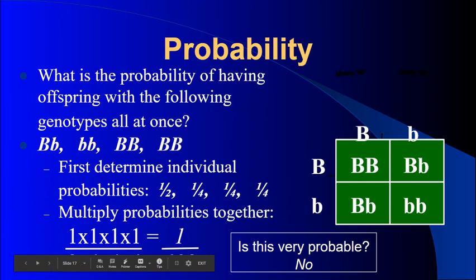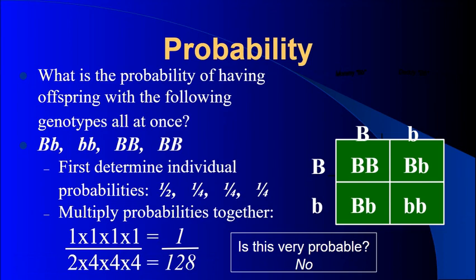So here is a little bit more of a complex problem. It says, what is the probability of having offspring with the following genotypes all at once? So we want four baby mice to be born. One is heterozygous, big B little b. One is homozygous recessive, little b little b. One is homozygous dominant, big B big B. And another is homozygous dominant, big B big B.